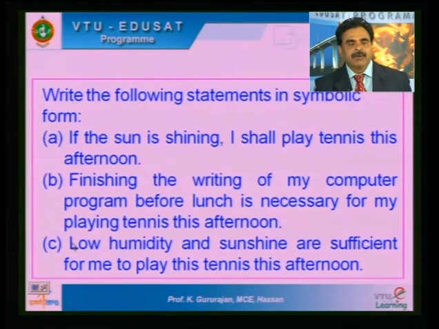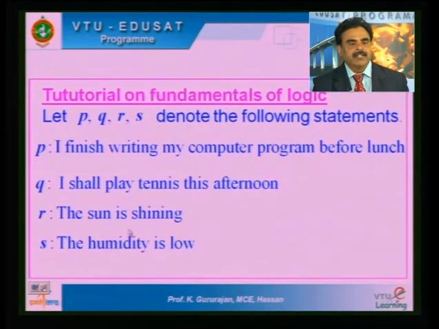Then I'm interested in considering this problem: how to write these statements in symbolic form? If the sun is shining, then I shall play tennis this afternoon. Finishing the writing of my computer program before lunch is necessary for my playing tennis this afternoon. Low humidity and sunshine are sufficient for me to play tennis this afternoon. As you have seen, P means finishing the writing of the computer program before lunch, Q means playing tennis in the afternoon, R means the sun is shining, and S means the humidity is low.